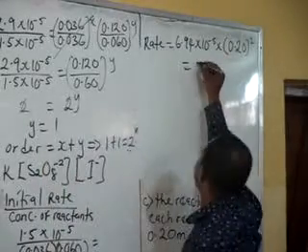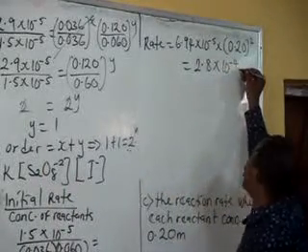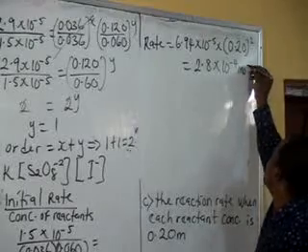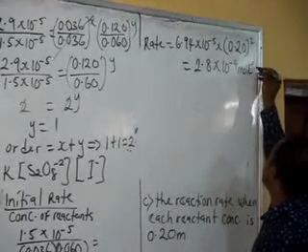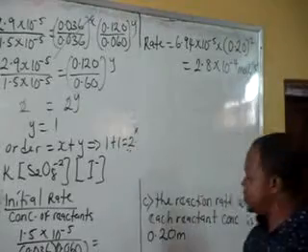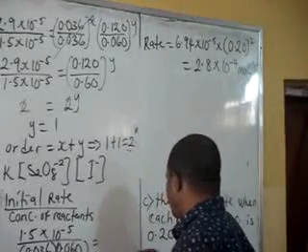Then if you multiply that out, your final answer will be 2.8 times 10 to the power minus 4, mole per liter per second. Mole per liter per second.